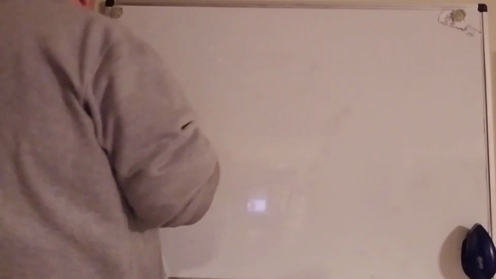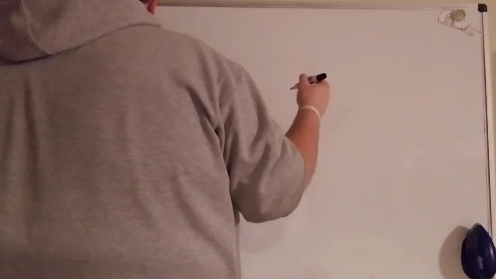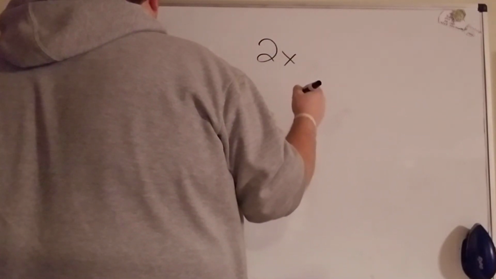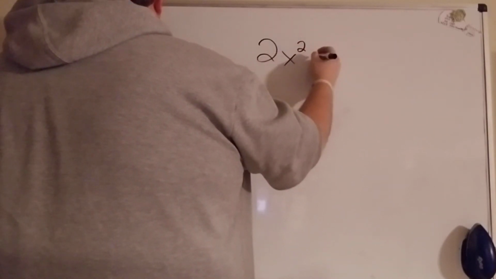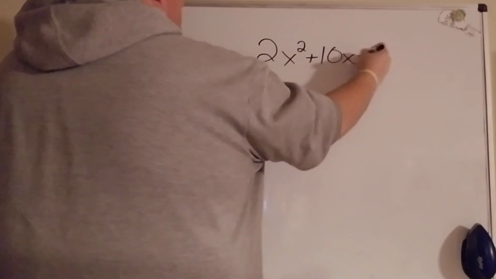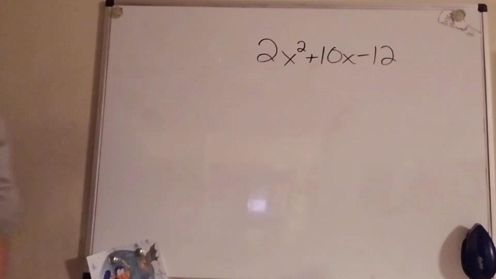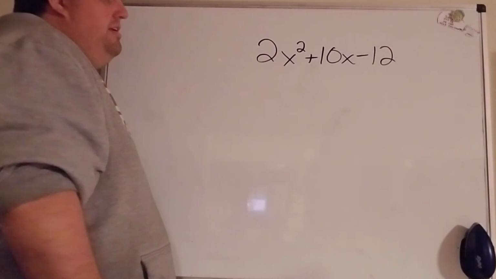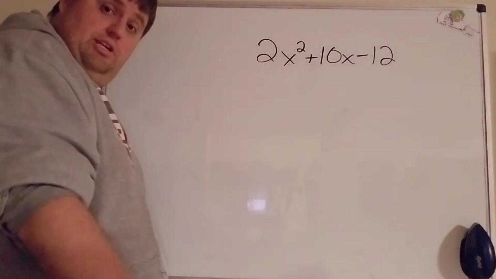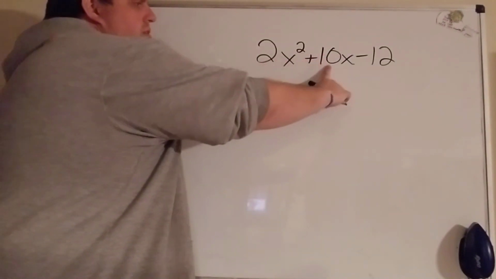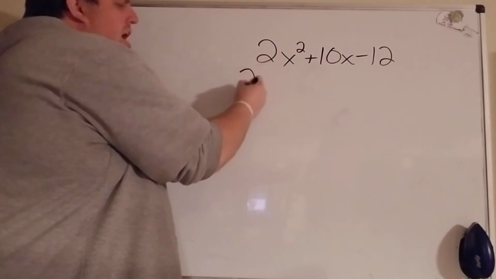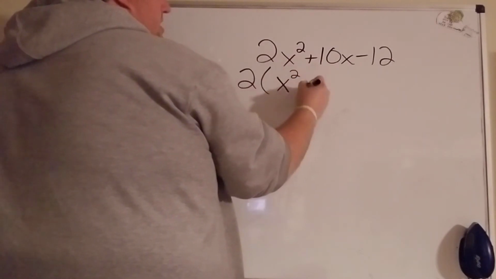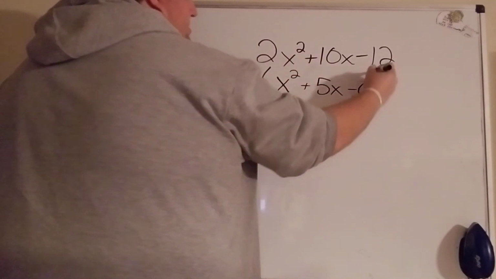How about 2x squared plus 10x minus 12. So the first thing I always check is, does it have a GCF? Well, if you notice, in this case, it actually does, right? Because 2 is a common factor in all of those. So I'm going to pull a 2 out first. So I pull the 2 out. That's going to leave me with just x squared plus 5x minus 6.